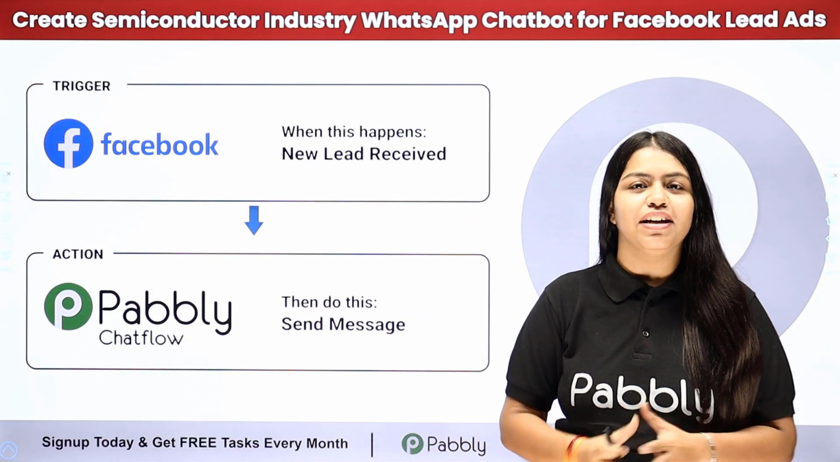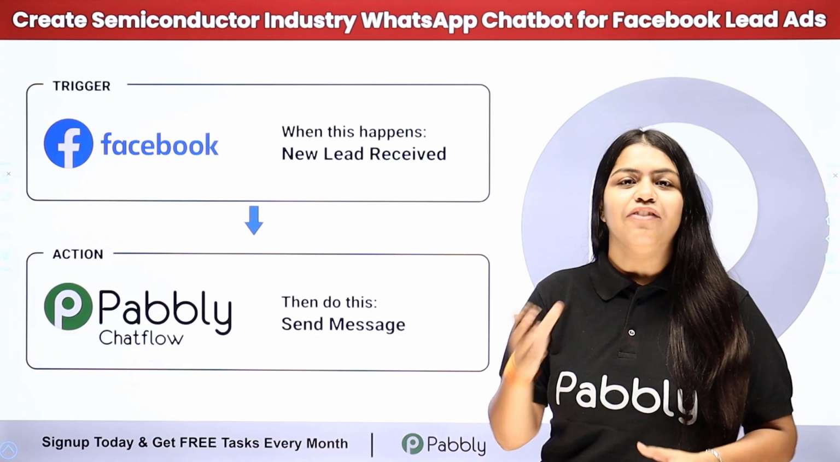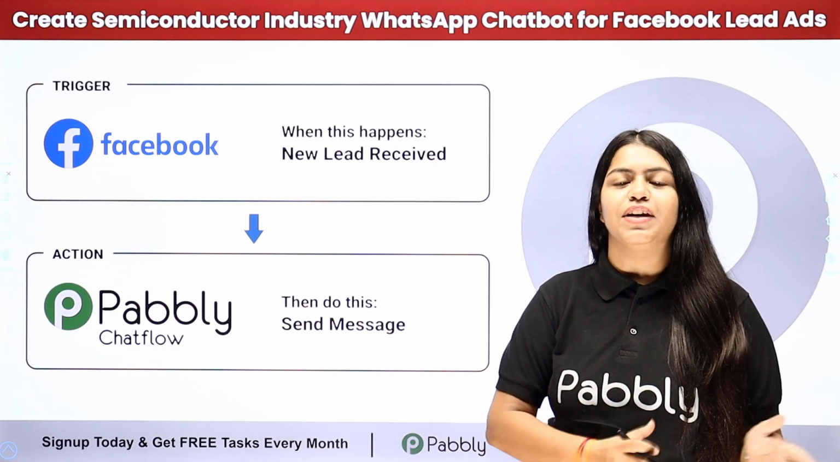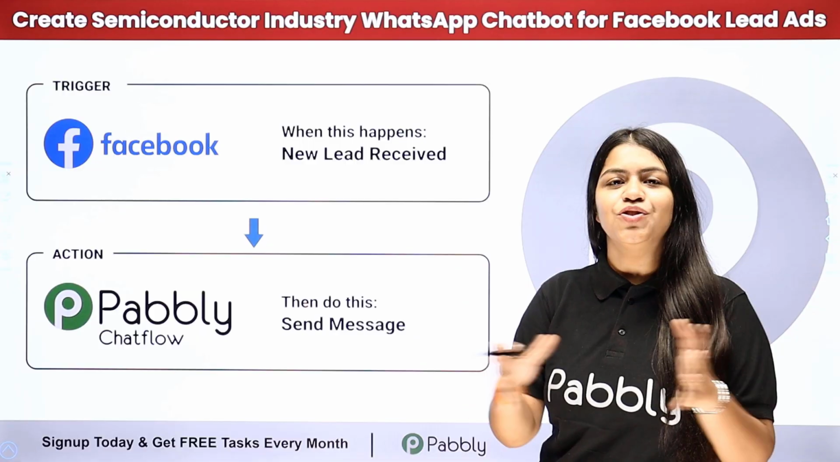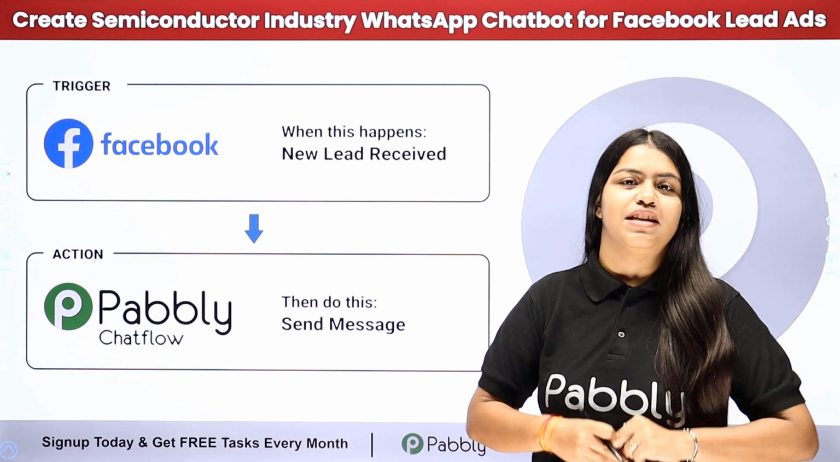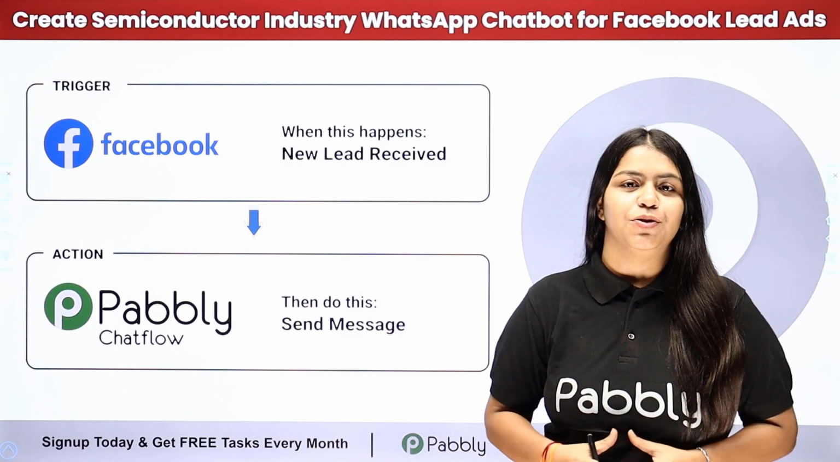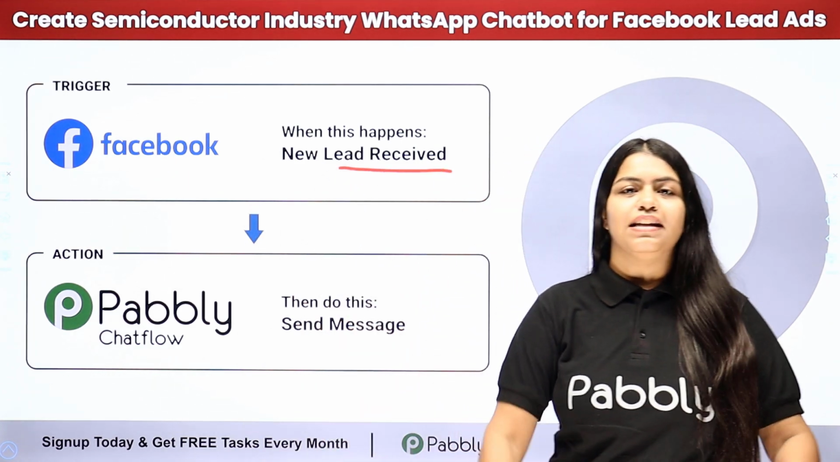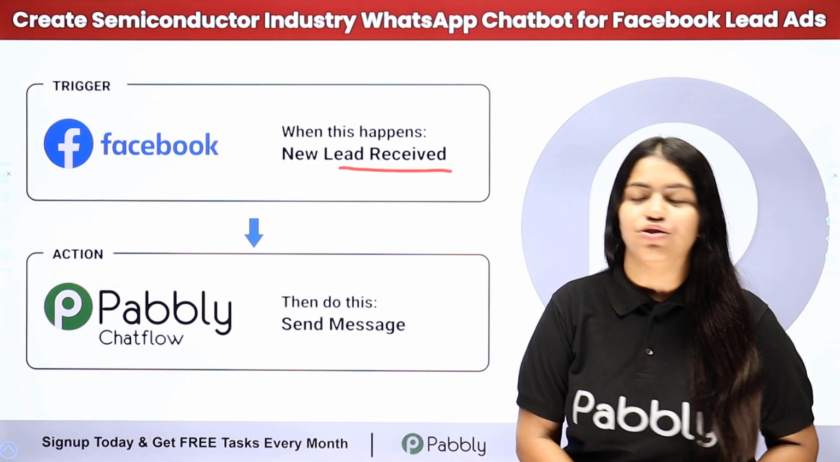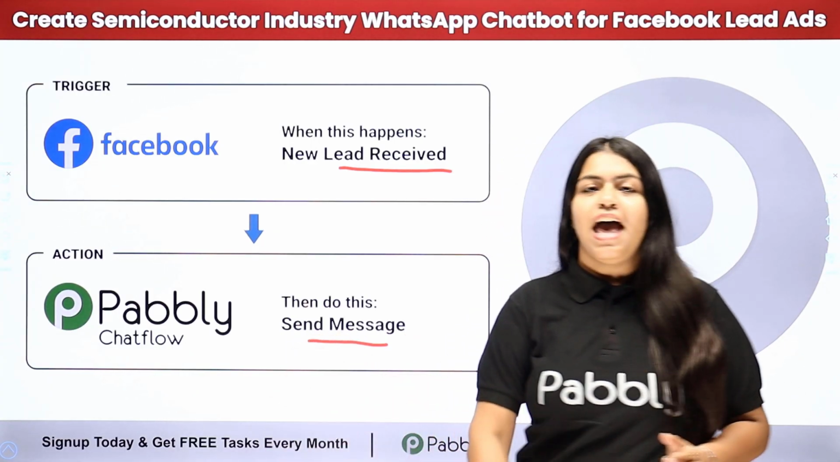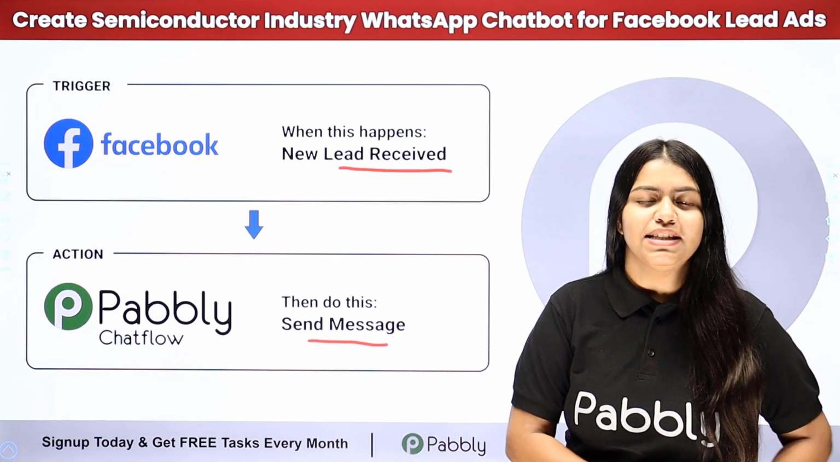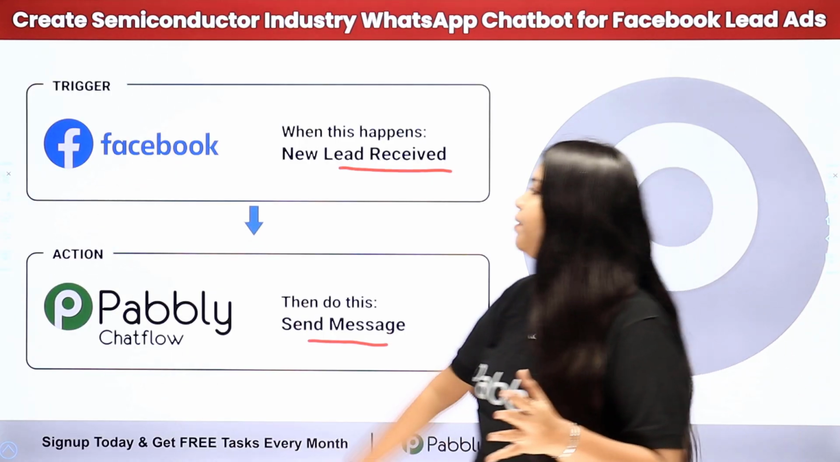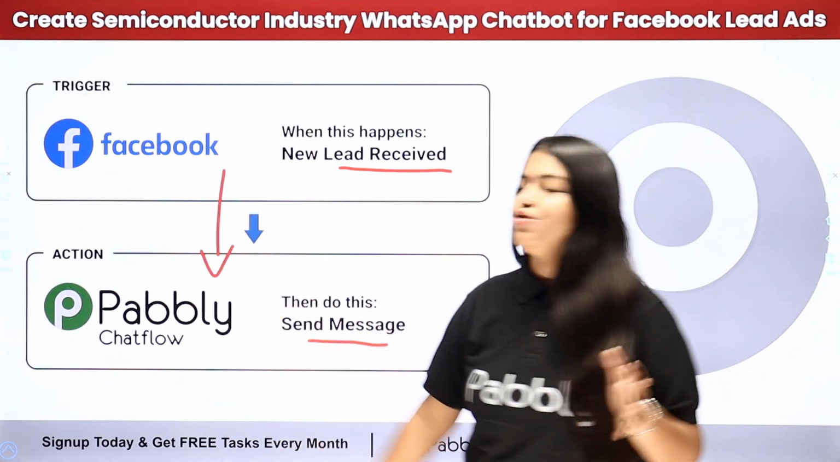So here I am running a semiconductor business and we regularly receive new leads from Facebook lead ads. So to nurture these leads, I want to create a WhatsApp chatbot. But first, as soon as we receive a new lead through Facebook lead ad, we send them an automated welcome message with the help of Pabbly Connect. And to send this automated WhatsApp message, I've simply created a connection between my Facebook lead ads and Pabbly Chatflow.